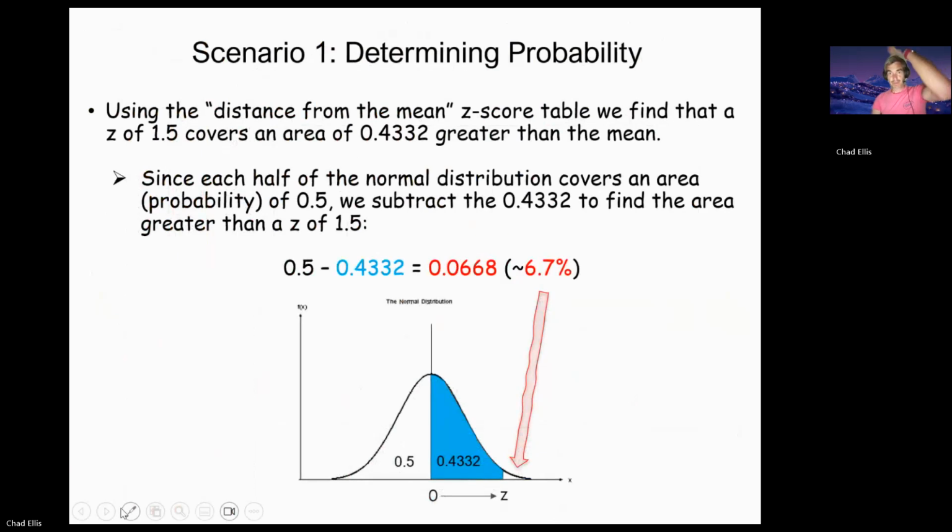So again, the way that we can read this is that the Z value of 1.5 covers an area of 0.4332 out away from the mean, or the Z value of 0. Since each of the halves of the normal distribution has an area of 0.5, we're going to subtract the 0.4332 in the blue away from the 0.5, which is going to give us the remaining probability or area, which works out to about 6.7%.